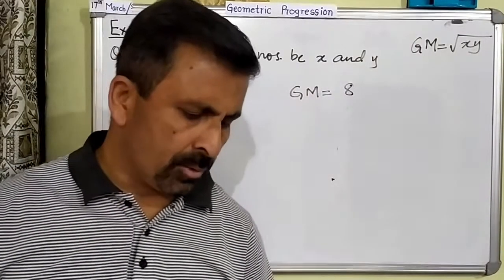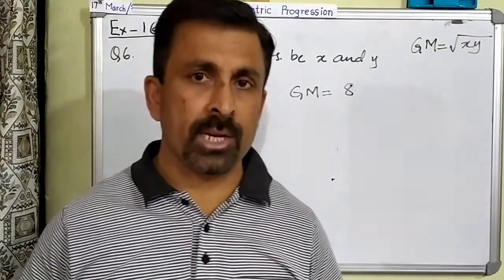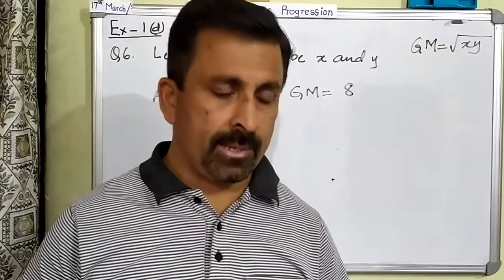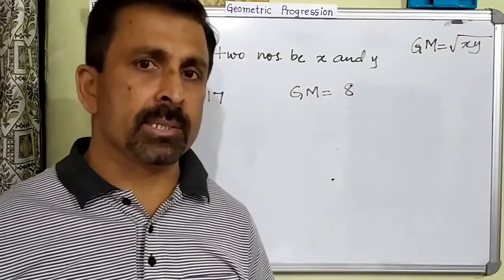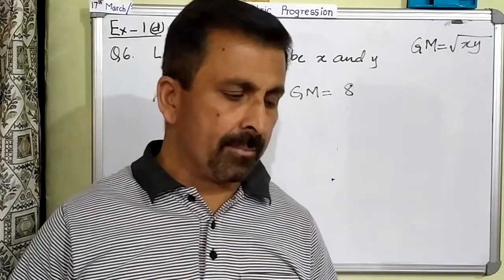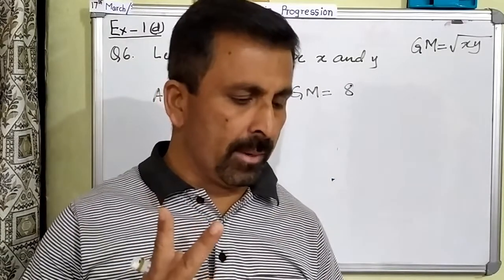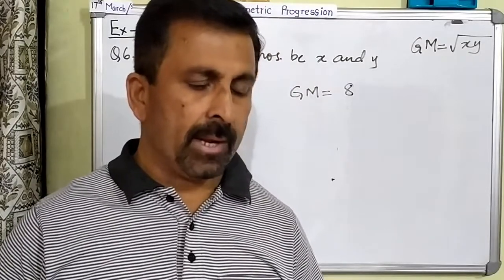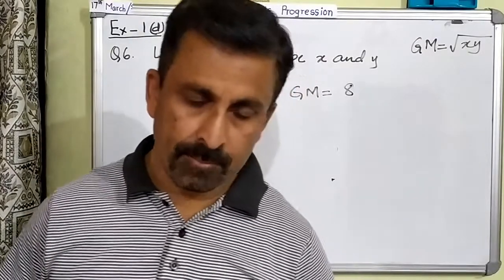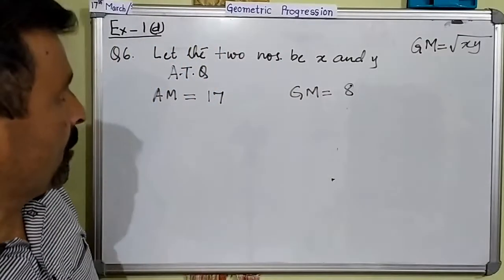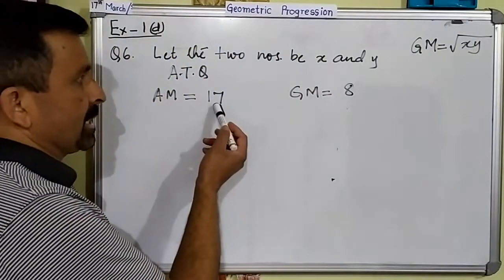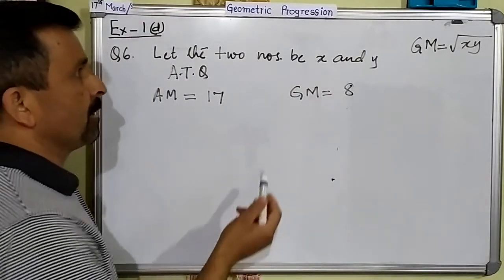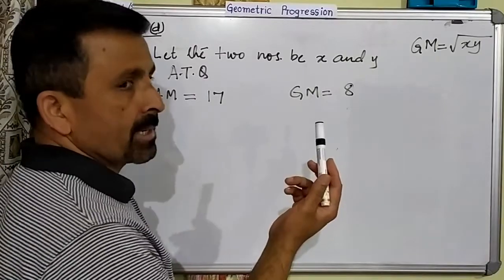Now we are moving on to question number 6. Question number 6 is: if the AM and GM, AM means arithmetic mean, GM means geometric mean, if the arithmetic mean and geometric mean between two numbers are respectively 17 and 8, find the numbers. If the arithmetic mean of the two numbers is 17 and the geometric mean of the two numbers is 8, then find the two numbers. Right? This is the question.